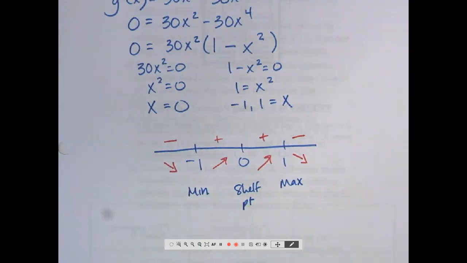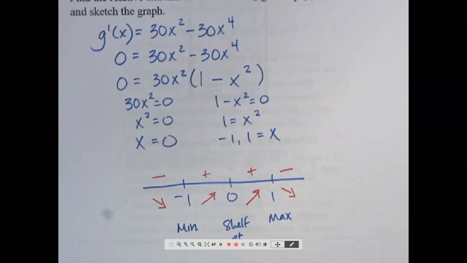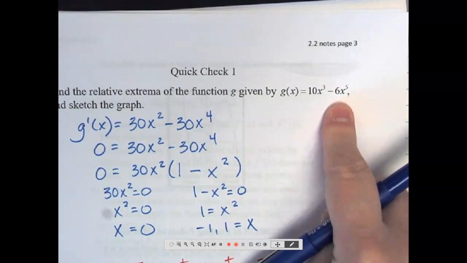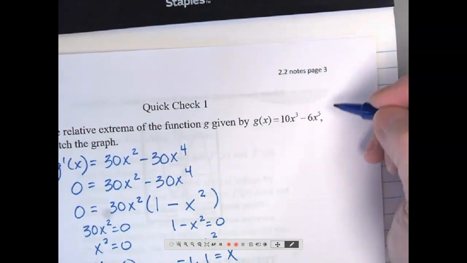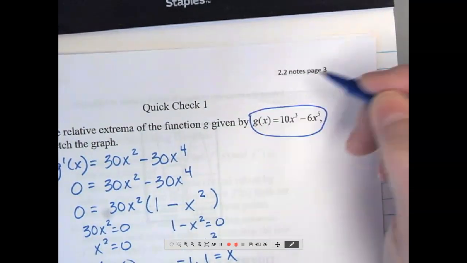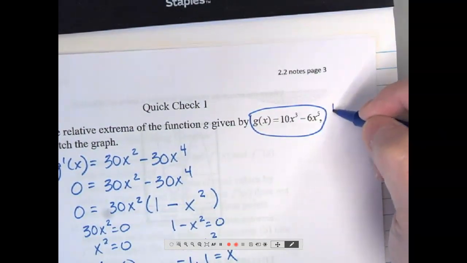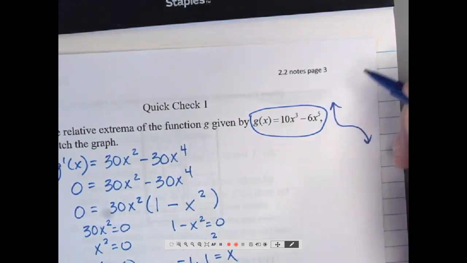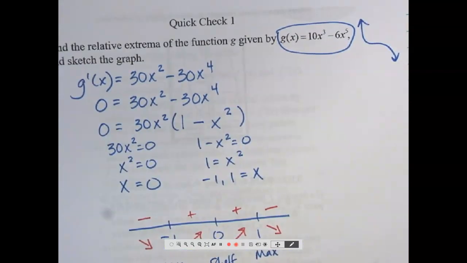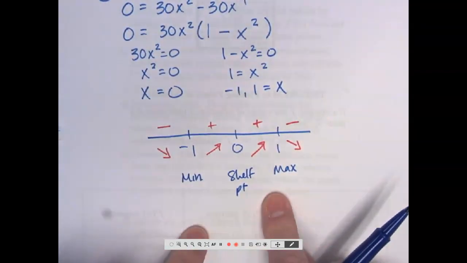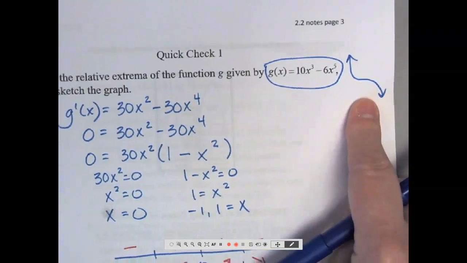All right. Let's see. The original function is a fifth degree equation. What does a fifth degree equation look like when we graph it? Very similar to a cubic. But there's a negative coefficient. So instead of going up like this, it's going to come down like that. Now, I'm going to have a little more happening in the middle here because I know I do have a min and a max and a shelf point. But that'll be the general shape of the curve.